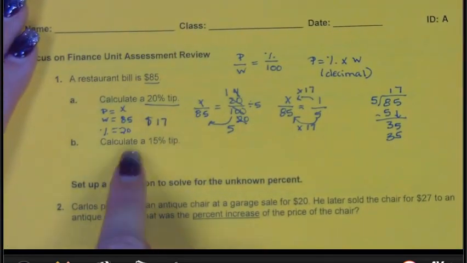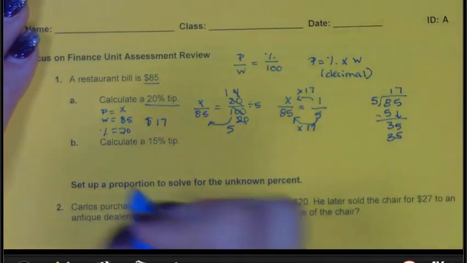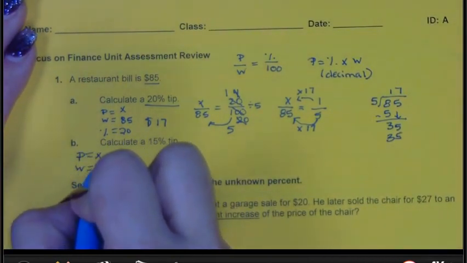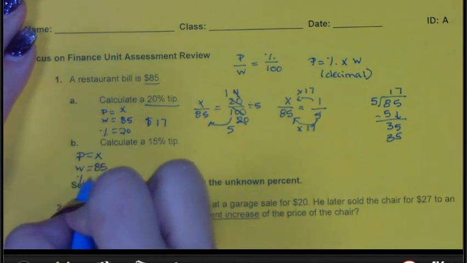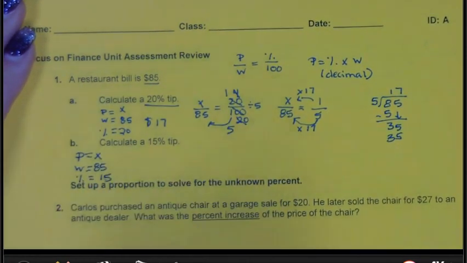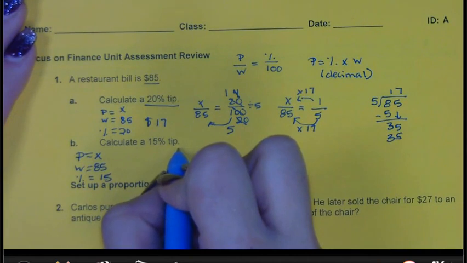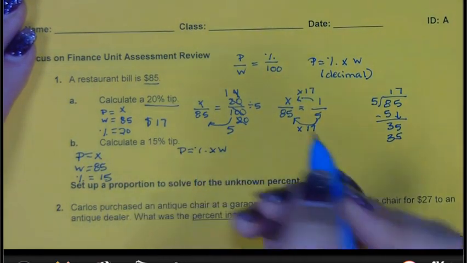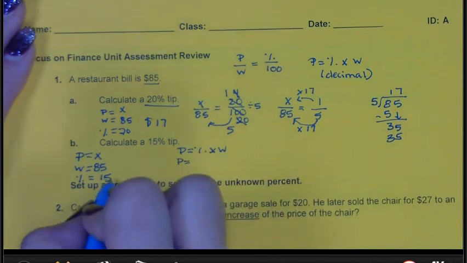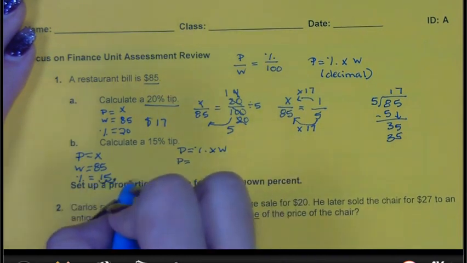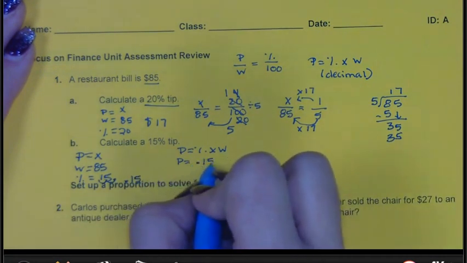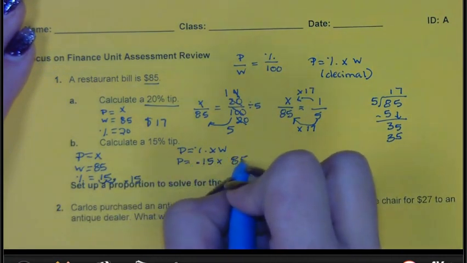All right, let's go ahead and do letter B, calculate a 15% tip. So I'm still missing my part. My whole is still the 85, and my percent is now 15. This time we're going to use our equation. So part is equal to percent times the whole. Well, I need to change my percent into a decimal. So I'm going to move it 2 times to the left to give me 0.15, to have 0.15 times the whole of 85.